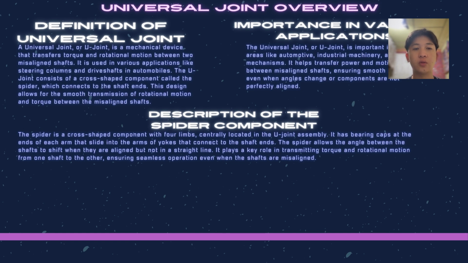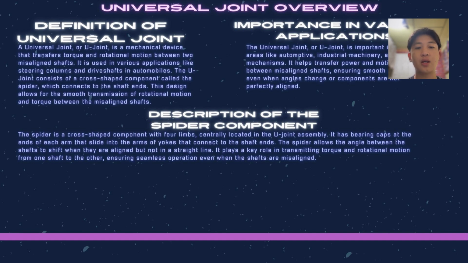Universal joint overview. Definition of universal joint. A universal joint or U-joint is a mechanical device that transfers torque and rotational motion between two misaligned shafts. It is used in various applications like steering columns and drive shafts in automobiles. The U-joint consists of a cross-shaped component like the spider, which connects to the shaft end. This design allows for smooth transmission of rotational motion and torque between the misaligned shafts.